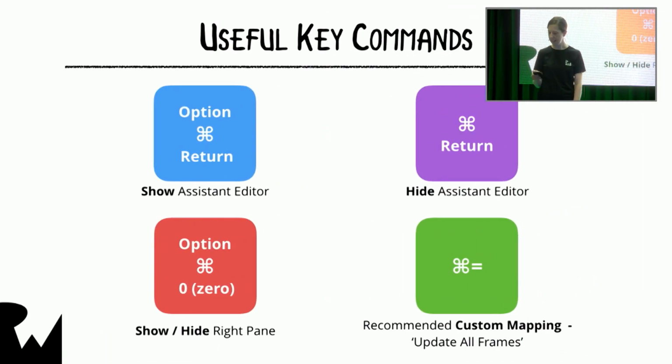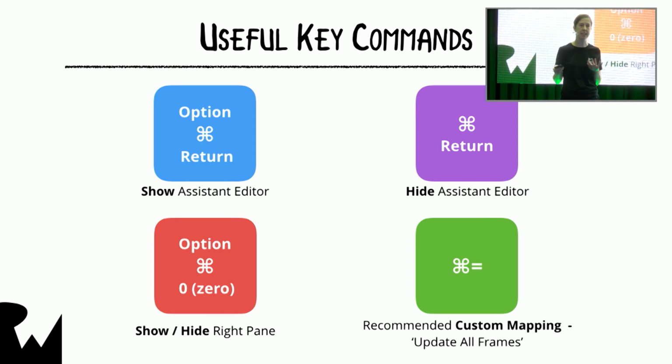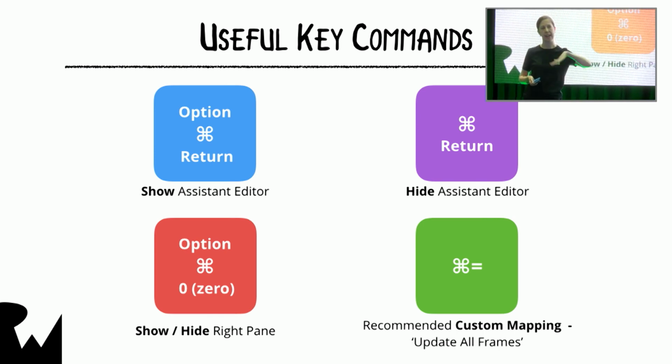Yeah, and last slide, just some useful key commands for working with AutoLayout in Interface Builder. I'd encourage you to try these out as we're moving through the demo today. Option command return and command return showing and hiding the assistant editor, super useful. Allows you to have like a storyboard and some code on the screen at once. Flip back and forth between those.